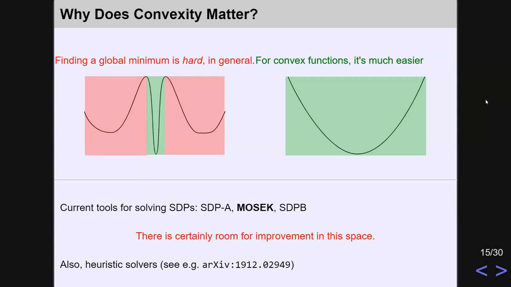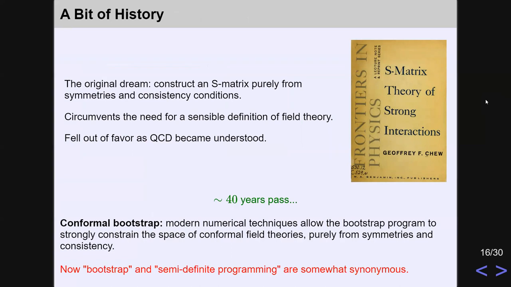So just in the last few years, there was a lot of progress made on heuristic solvers. And see that arXiv reference if you're interested. All right, so now a bit of history about other bootstrap type methods, that is methods that involve semi-definite programs.